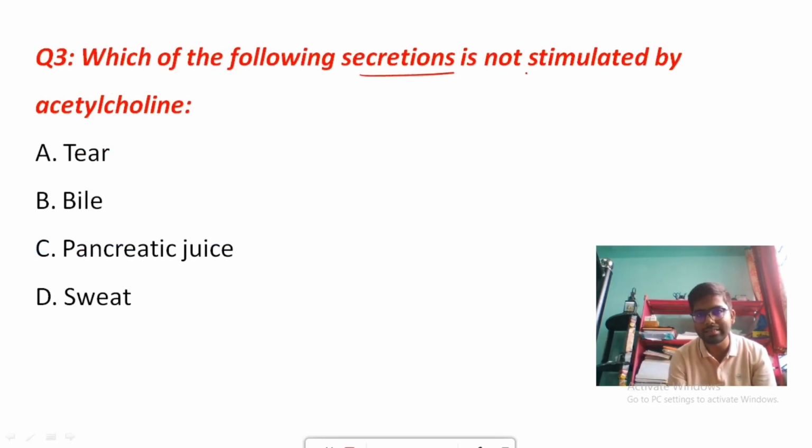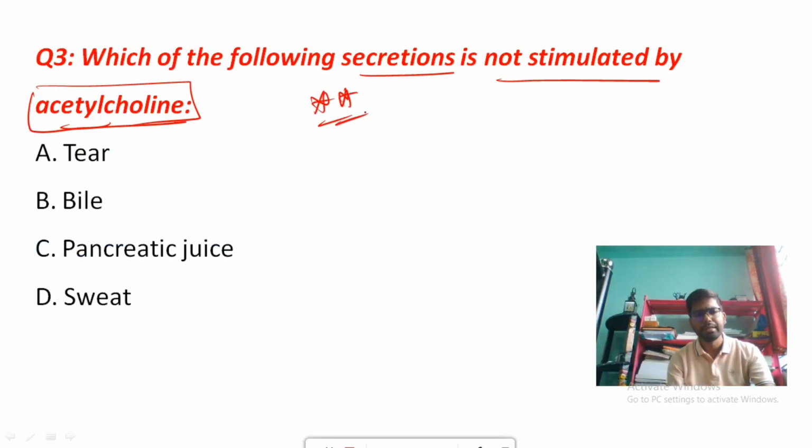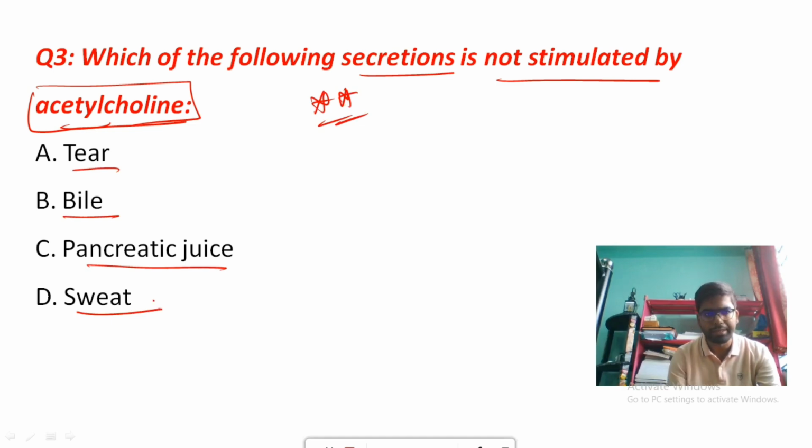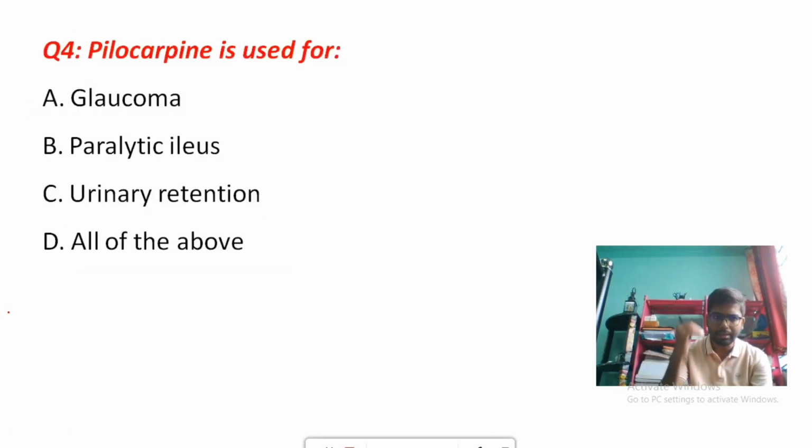Which of the following secretions is not stimulated by acetylcholine? It's also an important question. You can see tears, bile, pancreatic juice, sweat. Bile is not stimulated by acetylcholine, so here your answer will be bile. Whereas tears, pancreatic juice and sweat, all these three are secreted by acetylcholine. Coming to the fourth question.